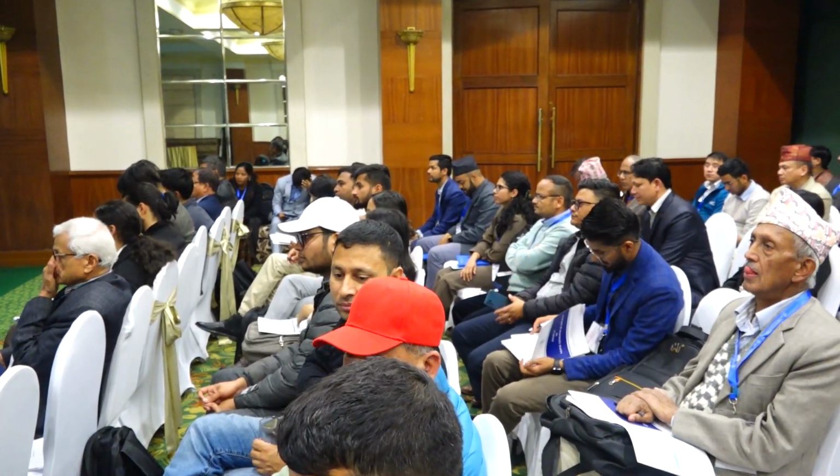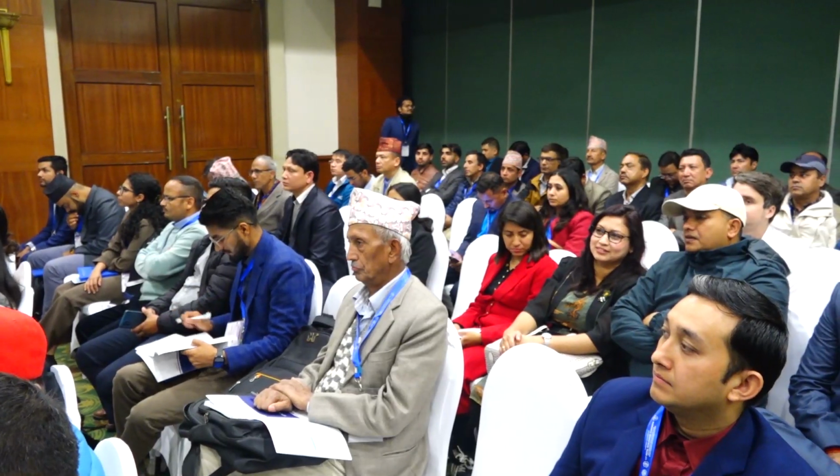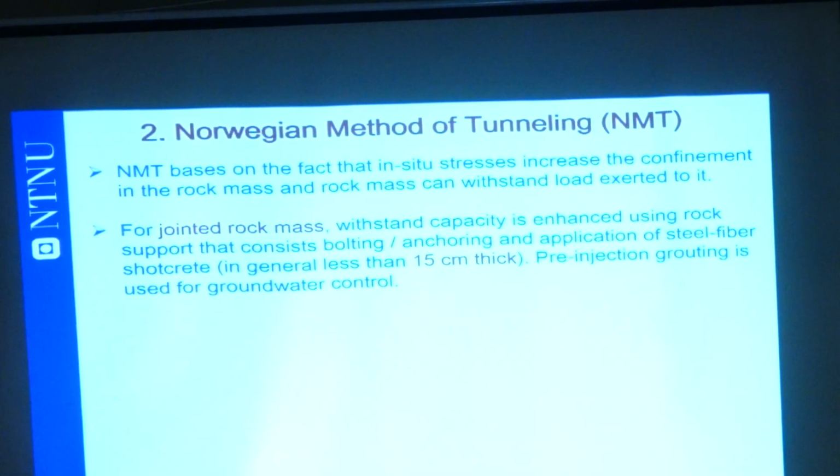What is the Norwegian method? Why is it called the Norwegian method? It is totally different from other areas in the way we make tunnels. First, NMT is based on the fact that rock stress increases the confinement of the rock mass, meaning the natural stress gives a more friendly environment to the rock mass because it will tighten the joints and the rock will be able to sustain itself. If we have a jointed rock mass, the withstand capacity is enhanced using rock support, that means bolting or anchoring and application of steel fibers. So then we help the rock mass to withstand itself. This is the approach we should use in this country.